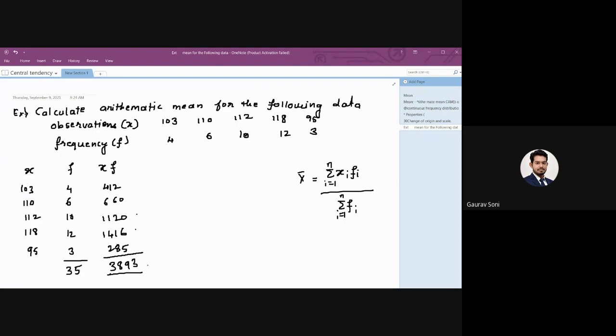What is this entry now? This is summation xf, this is summation f. Let's put the values and you'll get x bar here. So x bar is equal to 3893 divided by 35, and x bar is 111.228. Simple.